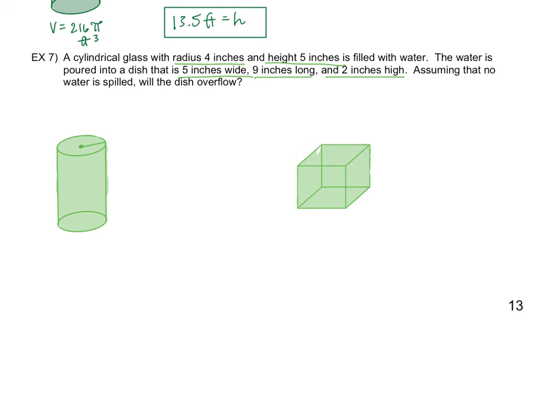All right, so this problem has a cylindrical glass. It has certain measurements, and this whole thing is filled with water. And then the water in here is poured into a dish, a prism per se. And we want to see, will this dish hold the amount of water in here, or will it overflow? So we're looking to see what the volumes of these two shapes are, and how they compare to each other. Again, let's write down our goal before we label each of the shapes.